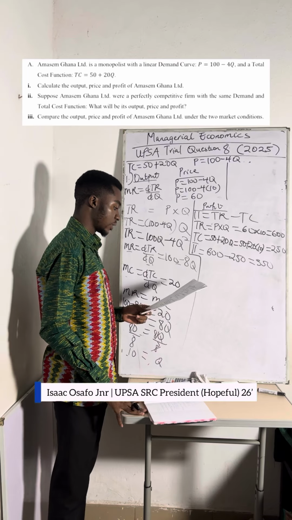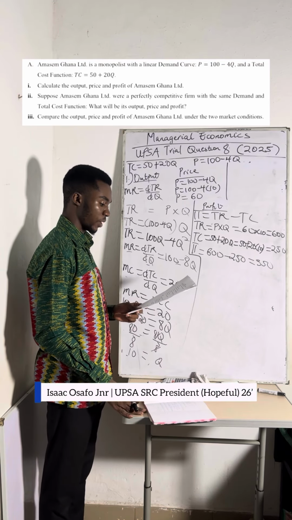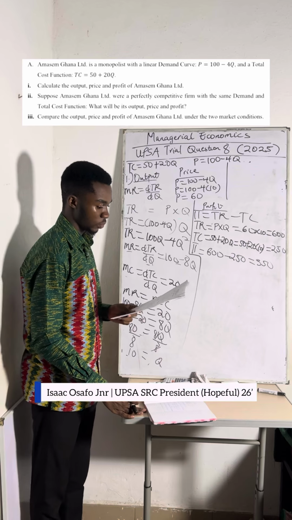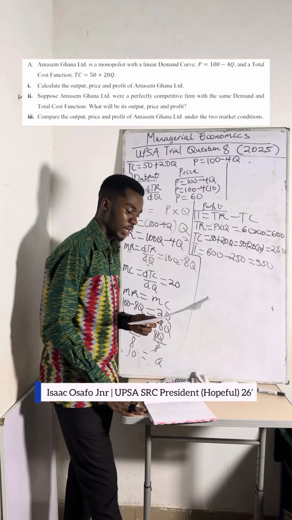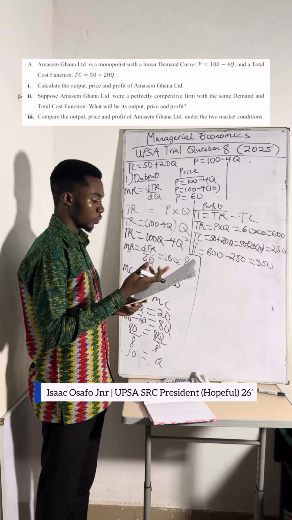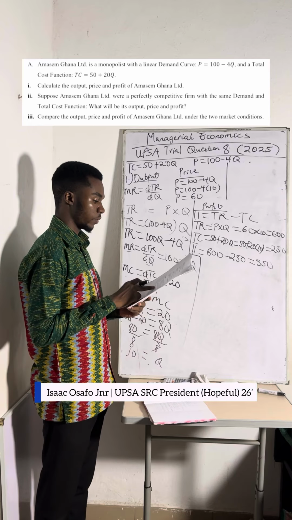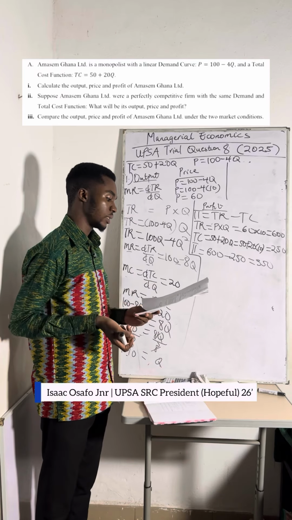Part II says that suppose Amasem Ghana Limited were a perfectly competitive firm with the same demand and total cost function, what will be its output, price, and profit? So now they are saying assume that it's not a monopolist, but it's now a perfect competitor with the same demand and total cost function. What will be its output, price, and profit?